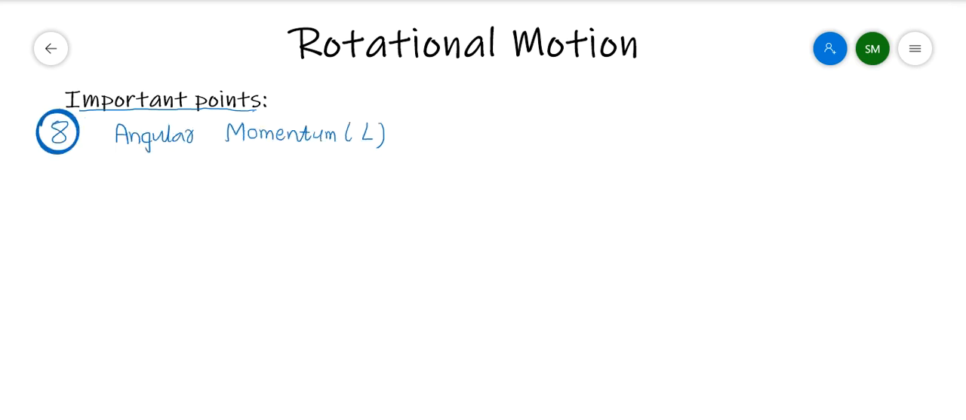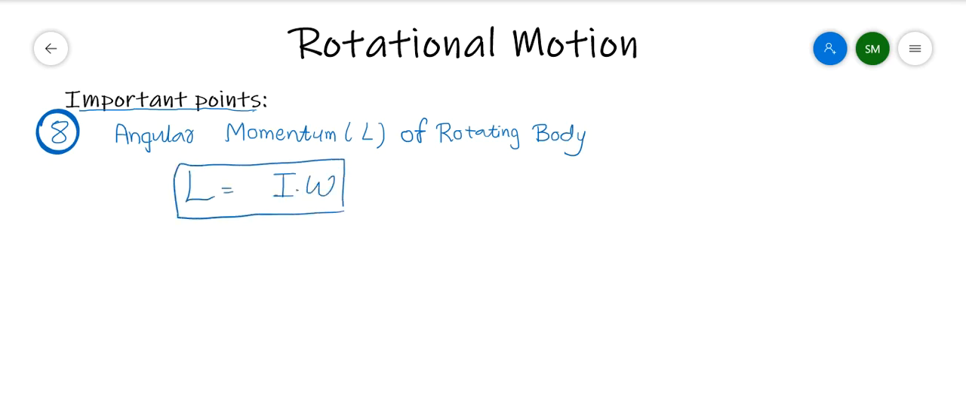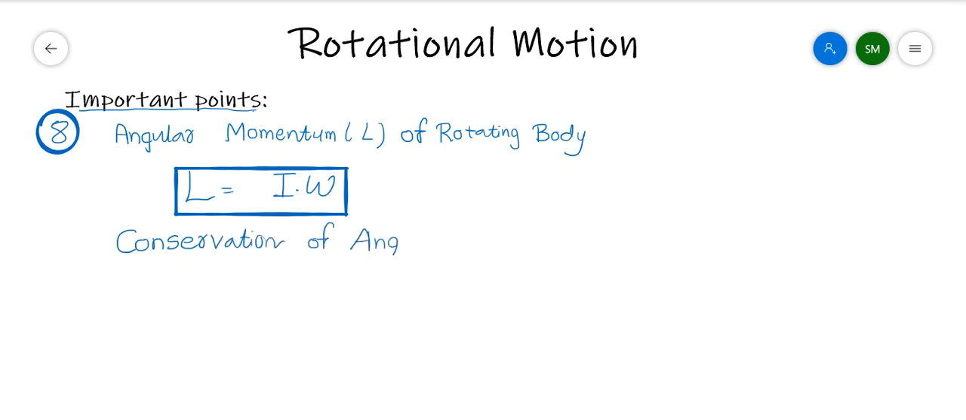Now we learned how to find angular momentum of a particle. But suppose it is not a single particle, but an entire rotating body. Then angular momentum of the entire rotating body is given by I omega, where I is the moment of inertia of that body and omega is the angular speed at which it is revolving. I hope you know this point already. Now I'm going further. The next important point that a student should know is the law of conservation of angular momentum.